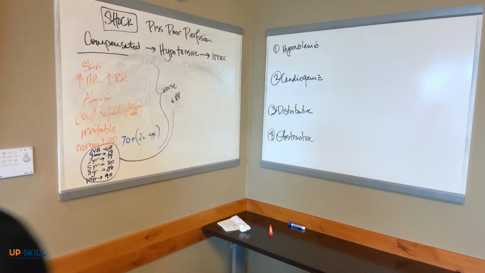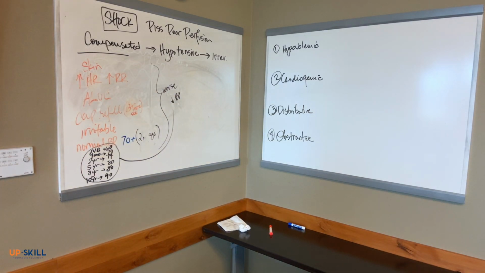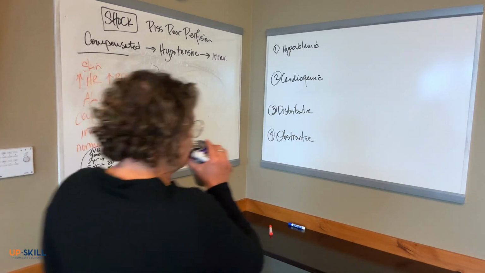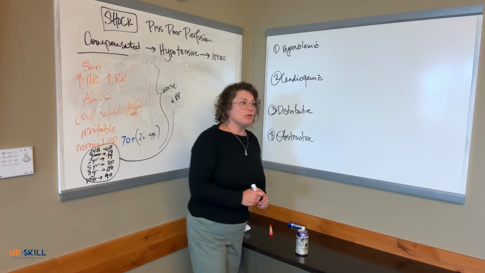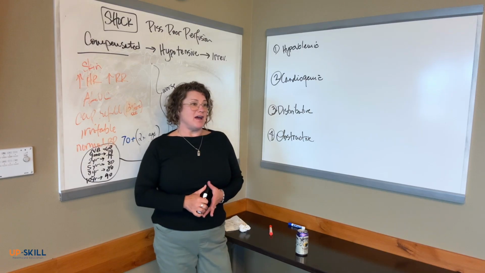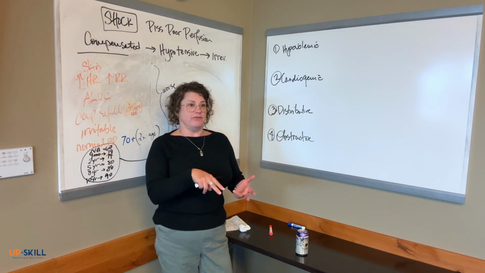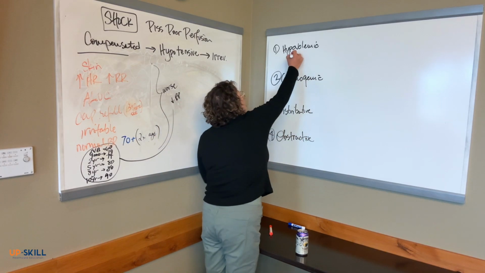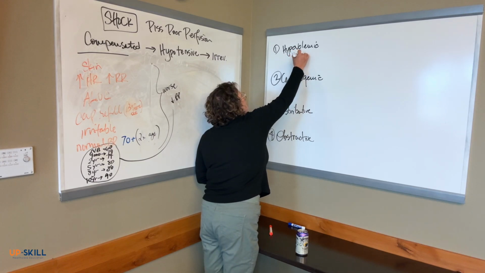What are the 2 different types of hypovolemia? How do you get there? How do you get to hypovolemia? Fluid loss, right? So I've got 2 types of fluid that I might not have. Blood and other fluids, right? So I either lost the blood from hemorrhagic shock or non-hemorrhagic shock.